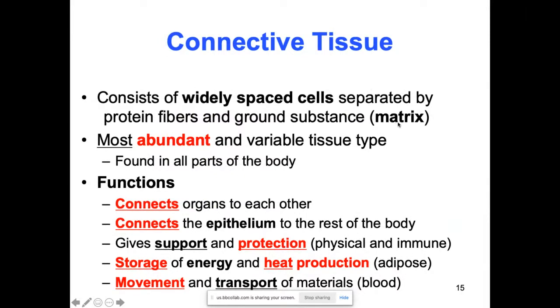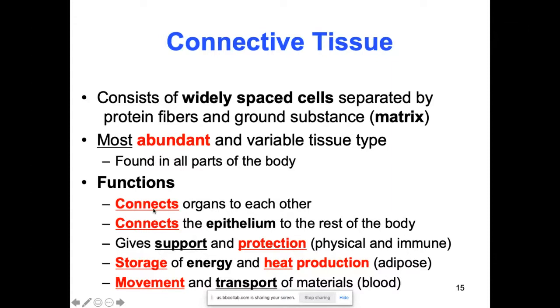We call it extracellular matrix. Extracellular compared to intracellular, right? Intracellular is within the cell. Extracellular is what we find outside the cell. So connective tissue is lots of cells, but they're spread far apart. There's lots of ECM, or extracellular matrix, that's made up of ground substance and even protein fibers. But it is the most abundant and variable type of tissue that we have in the body. It's found in all different parts.